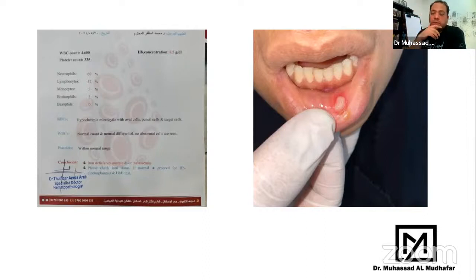This is either iron deficiency or thalassemia, so send the patient for serum ferritin and serum iron, and total iron binding capacity to differentiate between iron deficiency and thalassemia. If it is iron deficiency anemia, total iron binding capacity is elevated. If thalassemia, it is normal or decreased.